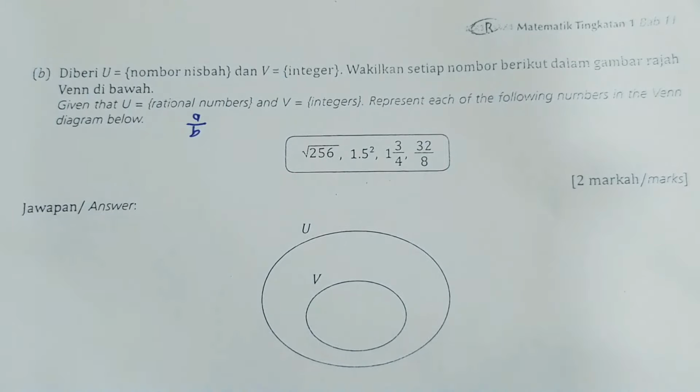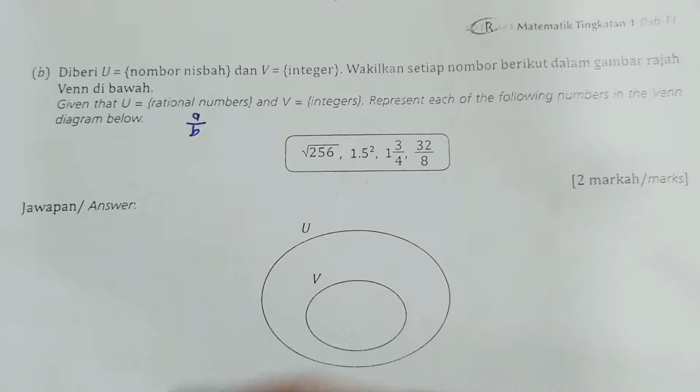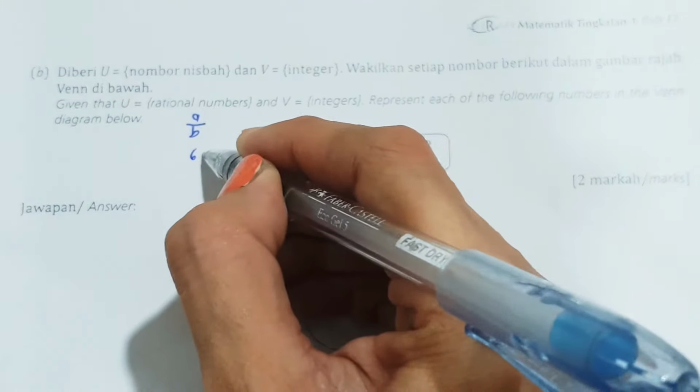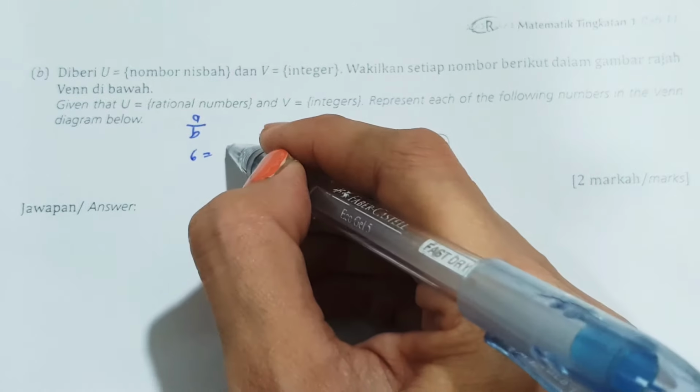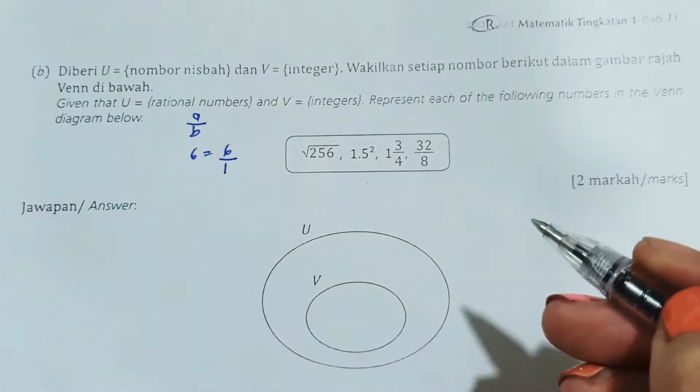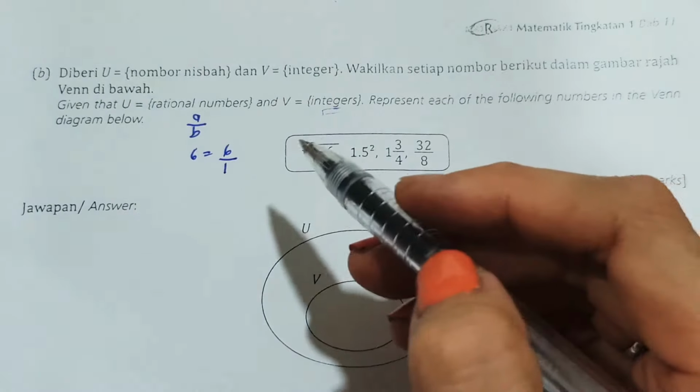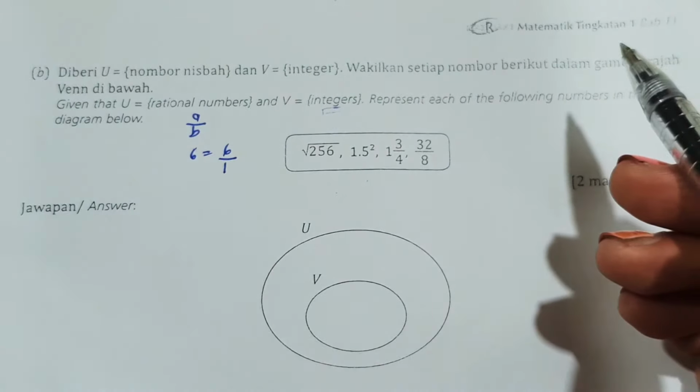A over B. That includes the improper fraction, the proper fraction, and even the whole number. Because, for example, 6 is a rational number because it can be written in the form of 6 over 1. Okay, and integers are all the whole numbers, no decimal, no fraction form.